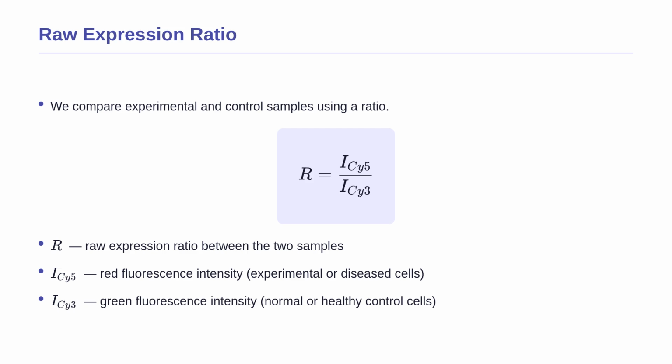In this formula, I Cy5 stands for the fluorescence intensity of the red dye, representing the gene's activity in the diseased cells. I Cy3 stands for the green dye, representing activity in healthy cells. If the red intensity increases while the green stays the same, the ratio R becomes larger than 1, meaning the gene is more active in the disease state. If the gene is less active in the disease state, the ratio becomes a fraction between 0 and 1.